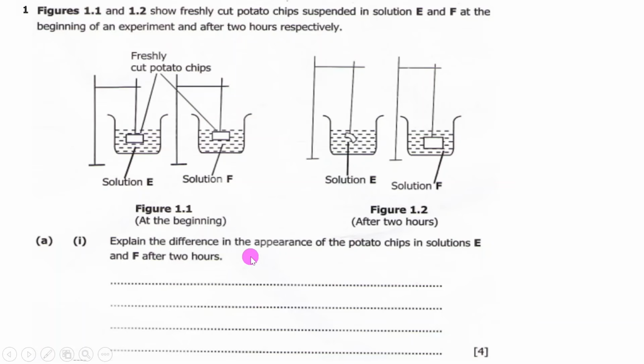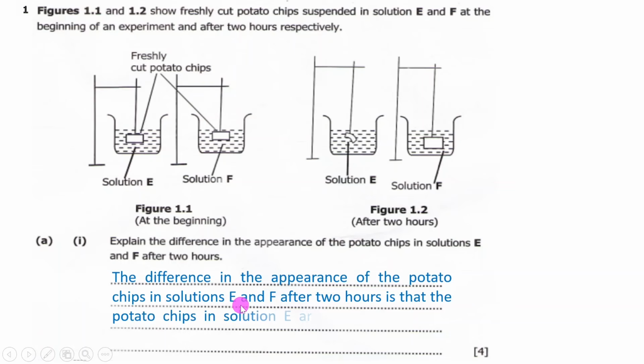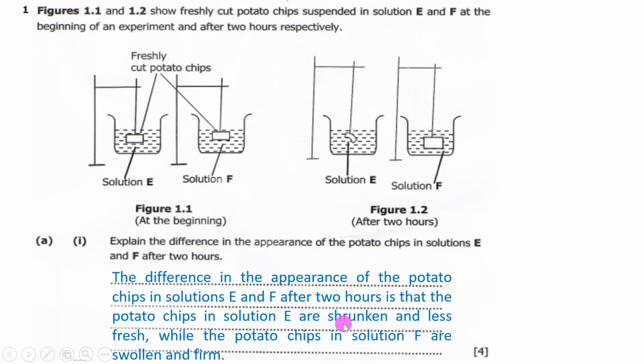So when they say explain the difference in appearance of the potato chips in solution E and F after 2 hours, we are going to say that the difference in the appearance of the potato chips in solution E and F after 2 hours is that the potato chips in solution E are shrunken and less fresh, while the potato chips in solution F are swollen and firm. So here, the potato chip in solution E has shrunken, and the potato chip in solution F has swollen and become firm.